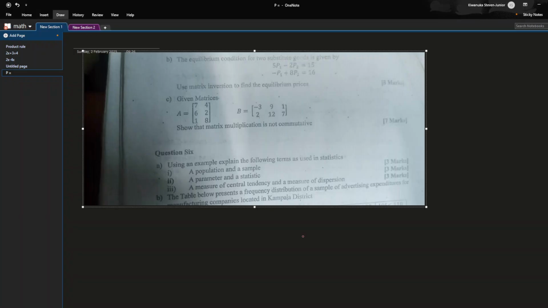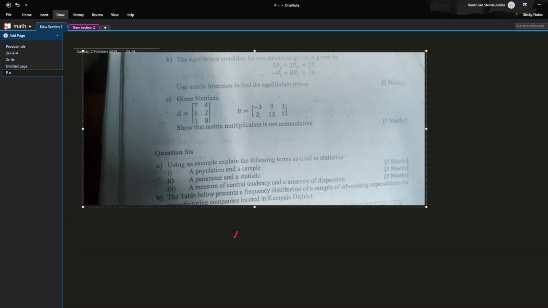We can go on. They are saying the equilibrium condition for the two substitute goods is given by this and this. So P1 and P2 can represent X, Y, where P1 is the price in market 1 and P2 is the price in market 2. They say use matrix inversion to find the equilibrium prices. In brief, they want us to find P1 and P2 in the market.